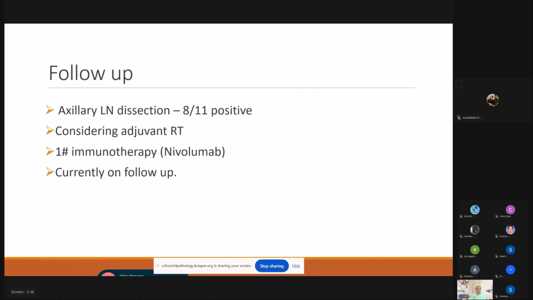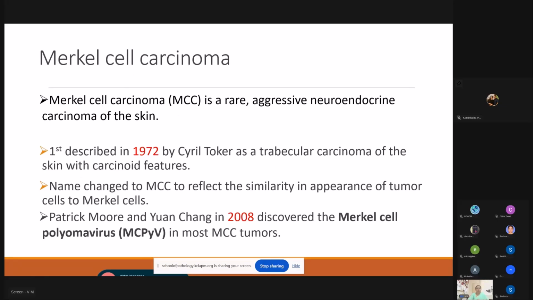Now, this was followed up with an axillary lymph node dissection for this patient, and 8 out of 11 lymph nodes turned out to be positive. For further treatment, they were considering adjuvant radiotherapy, but the patient was subjected to immunotherapy and she has just completed one cycle of immunotherapy with nivolumab and is currently on regular follow-up. So the diagnosis is quite straightforward here. It is a Merkel cell carcinoma.